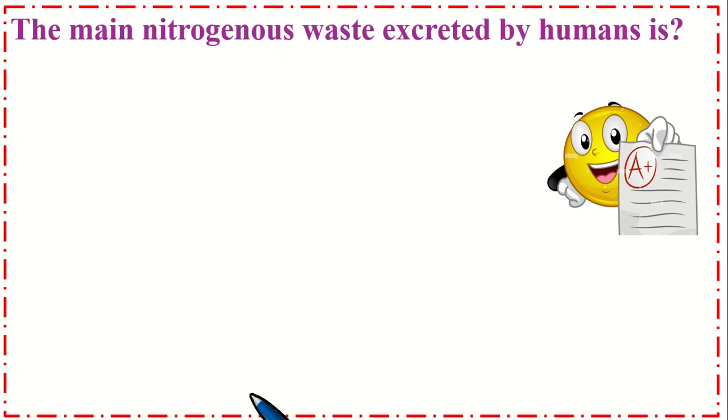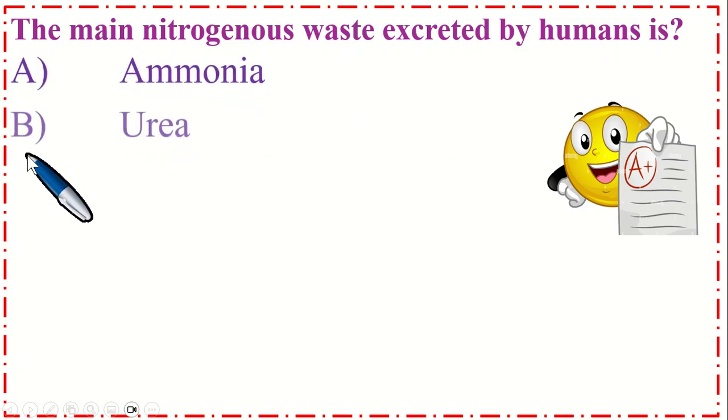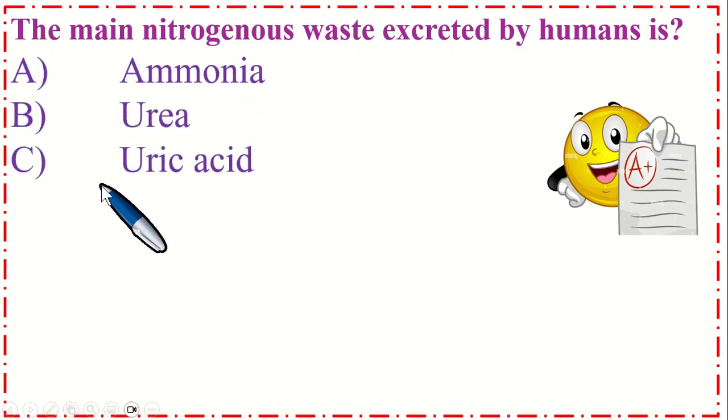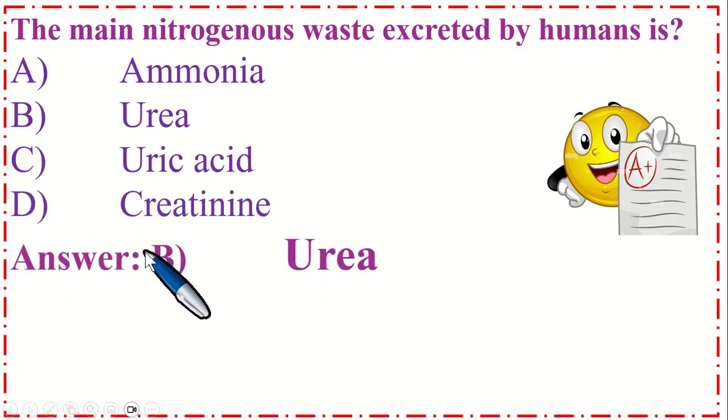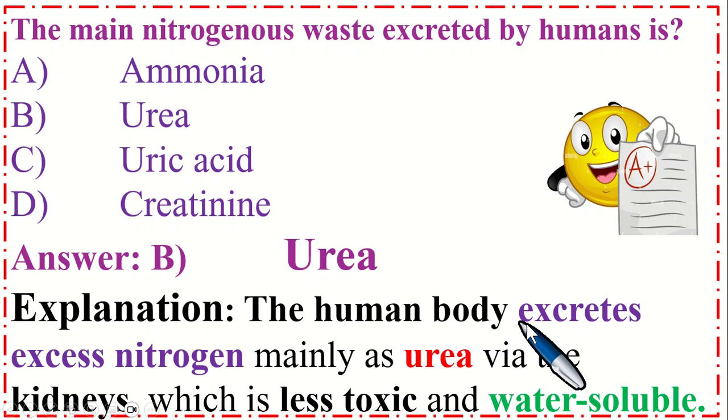Dear students, this is a very important MCQ. The main nitrogenous waste excreted by humans is option A, ammonia, B, urea, C, uric acid, and option D, creatinine. So the correct option is B, urea. The human body excretes excess nitrogen, mainly as urea, through the kidney, which is less toxic and water soluble.